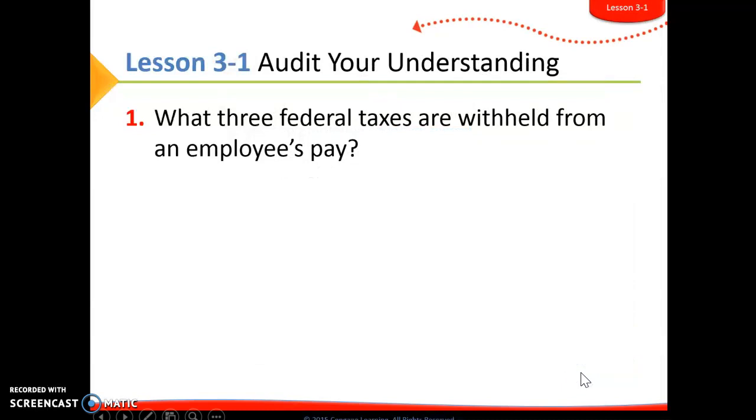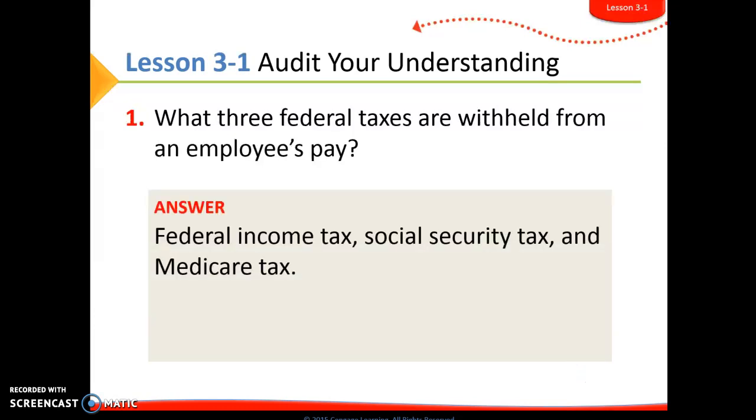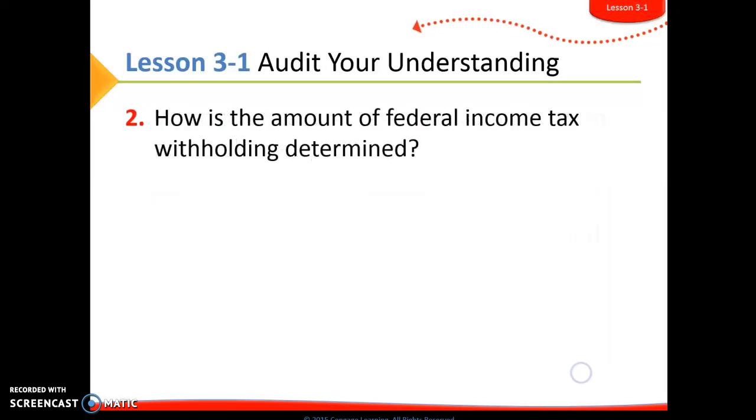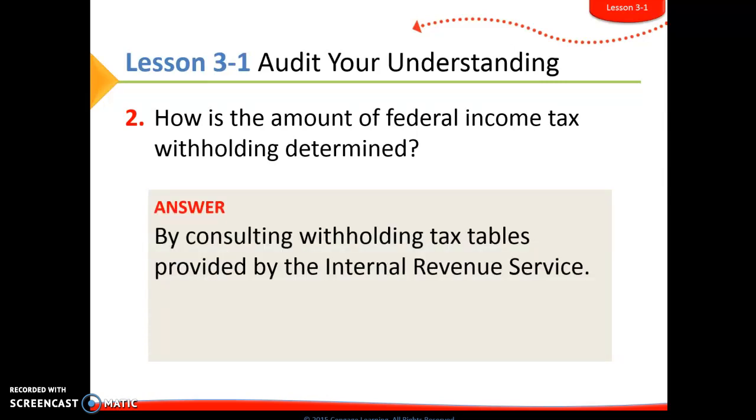Out of your understanding, number 1, what 3 federal taxes are withheld from an employee's pay? We have federal income tax, Social Security tax, and Medicare tax. Those are going to be the 3 federal taxes. Number 2, how is the amount of federal income tax withholding determined? Though that number is going to come from the withholding tax tables that is going to be given by the IRS.